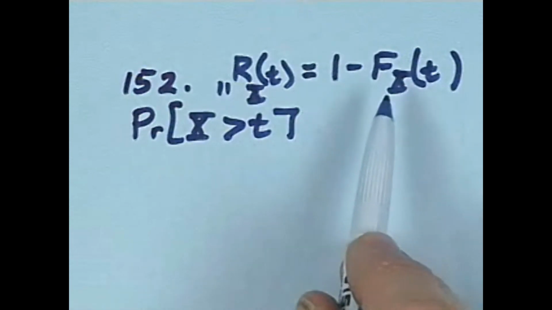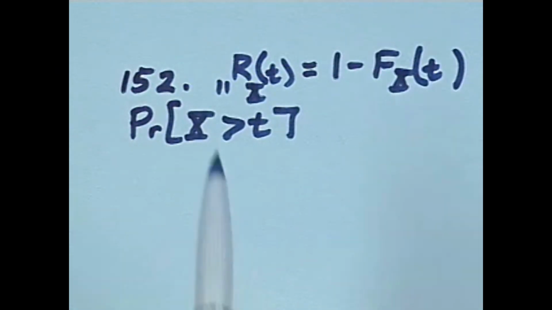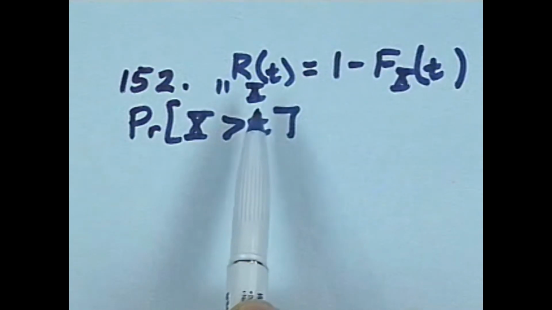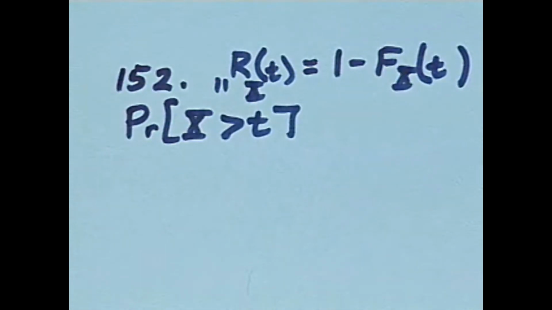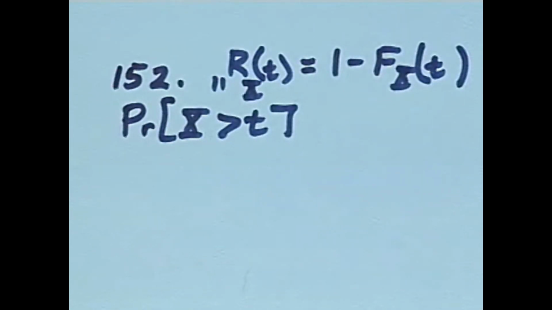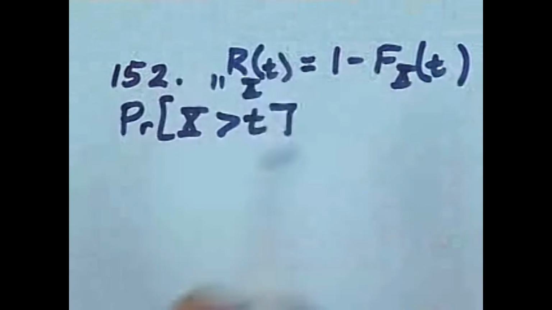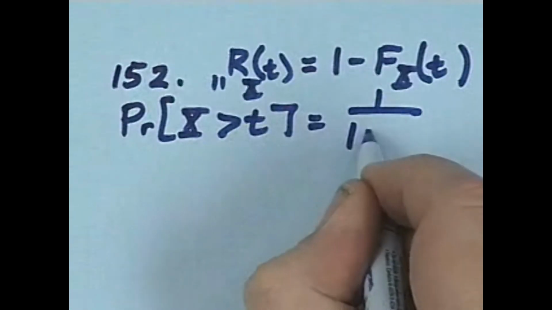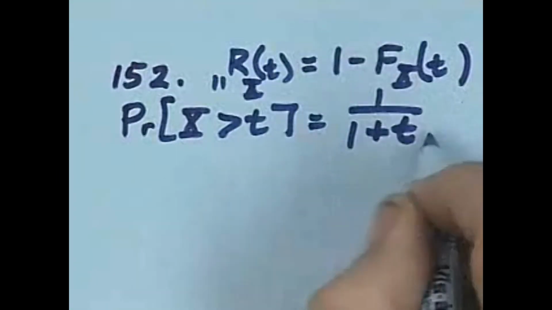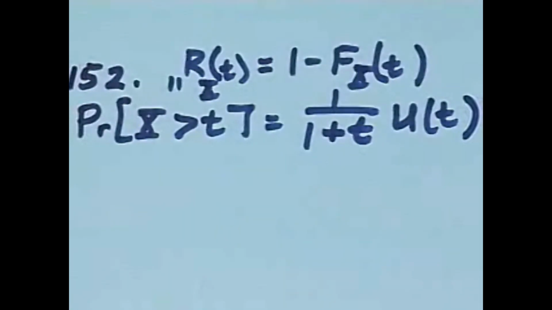So just like the cumulative distribution function goes from 0 to 1, the reliability function goes from 1 to 0, meaning when you start using something, you're 100% certain it's going to work, but if you go for 1,000,000 years, you're 100% certain it's going to die. So the reliability model is the antithesis, an opposite sort of measure. So this is 1 over 1 plus t, and it's for positive values, so we multiply it by a unit step here.